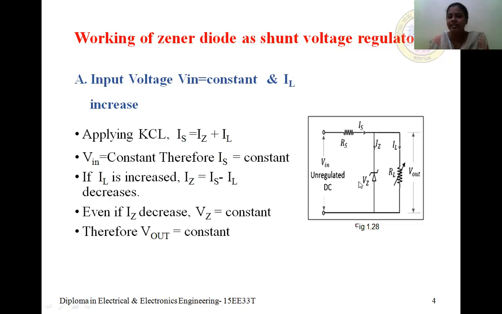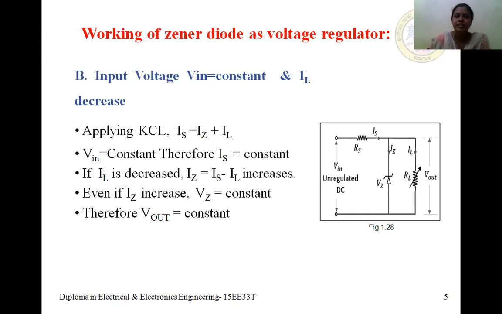So the voltage is maintained constant. When Vz is constant, our output Vout is constant. So this is about the first case. Now coming to the second case.